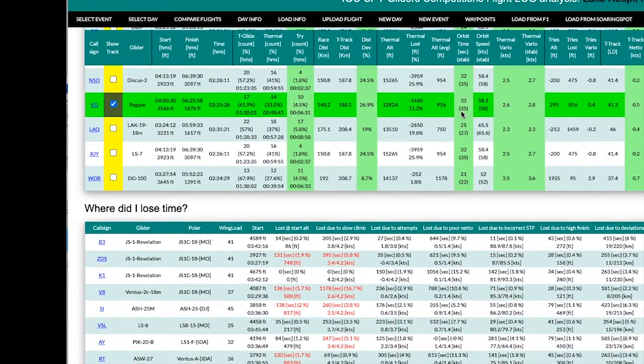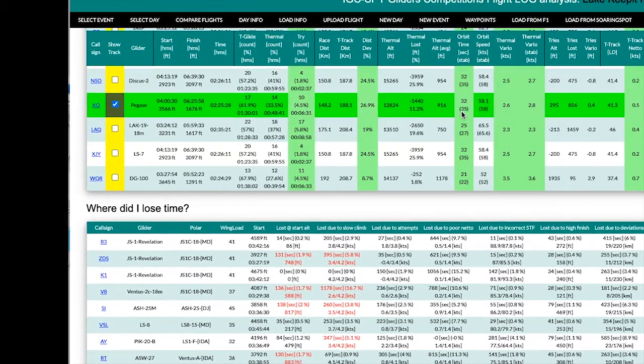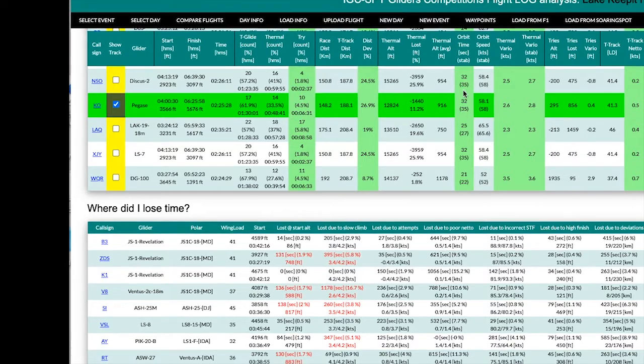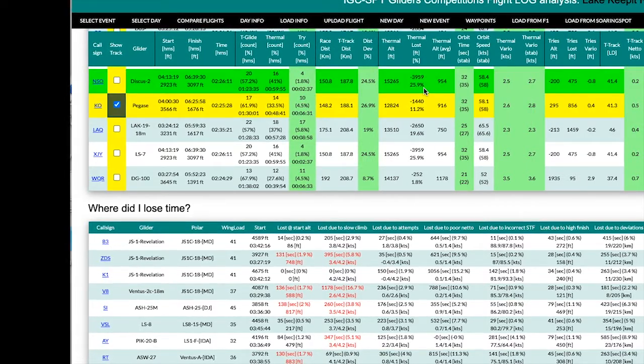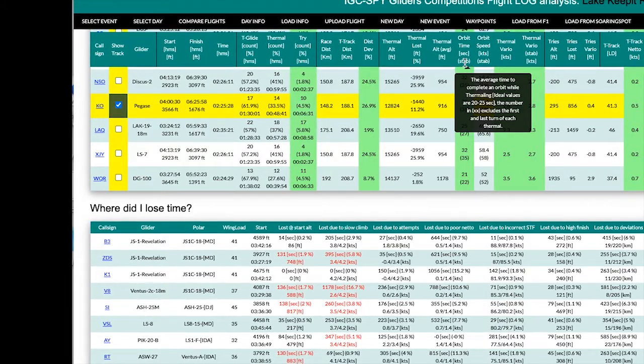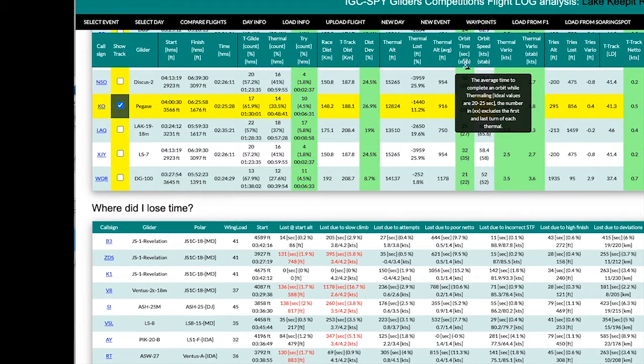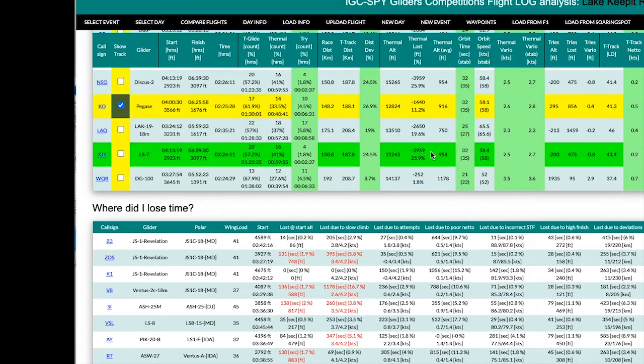And here's where another problem pops up. And this is another great tool of this software. Orbit time in seconds. I don't know what stabilized was. The average time to complete an orbit while thermaling. Ideal values are 20 to 25 seconds. The number in brackets excludes the first and last turn of each thermal. So there you go, that's what the bracketed number means. So, I'm spending 32 seconds each orbit when I should be spending about 20 to 25.